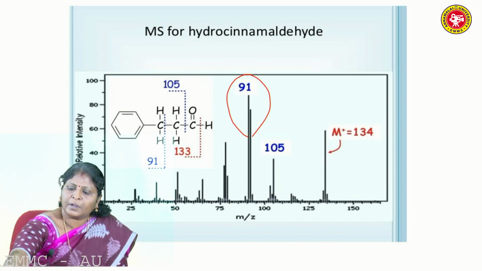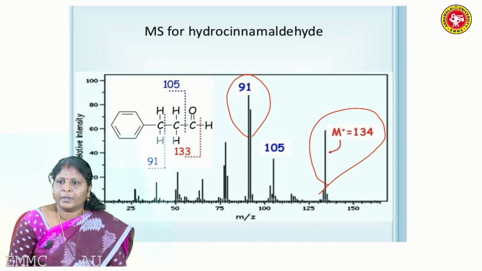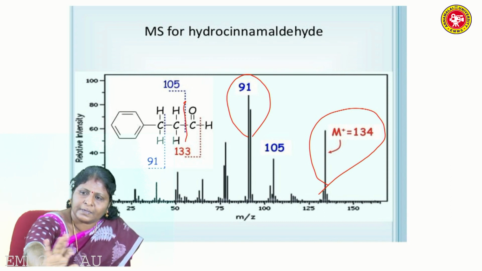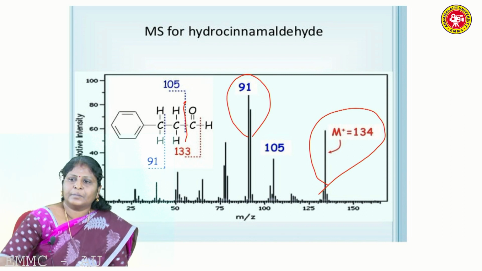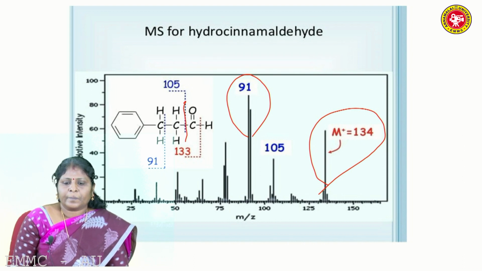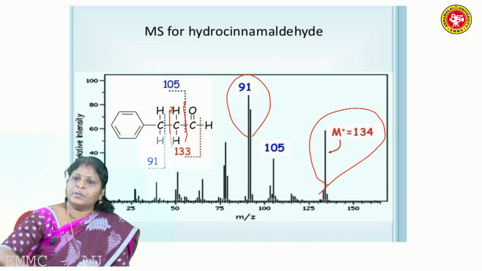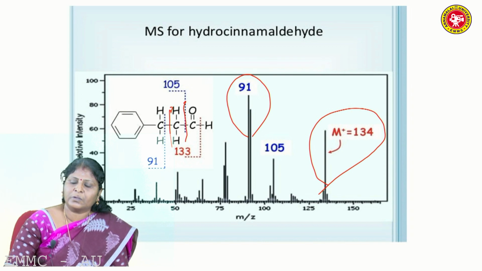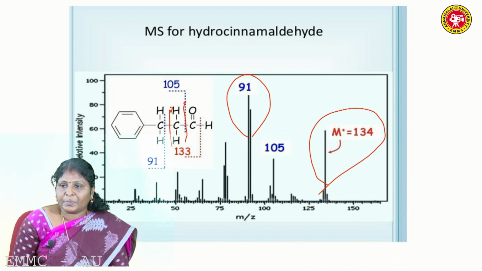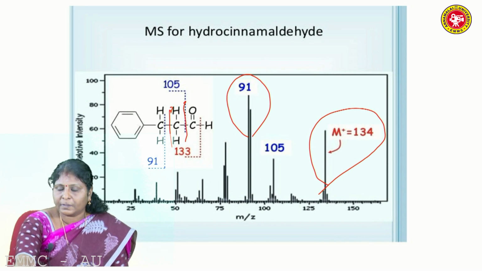The molecular mass of that compound is observed at M plus 134. This is the molecular ion. If the cleavage occurs here, this is very rare. If the cleavage occurs here, then a peak at m/z 105 is expected. But in the case of a compound having a benzylic moiety, the cleavage at the benzylic part only is favorable. That is why most of the molecules adopt this fragmentation mode. That is why the abundance is very high and appears as a base peak. Some other ions may also be observed in this case.